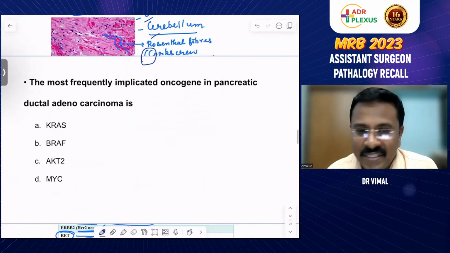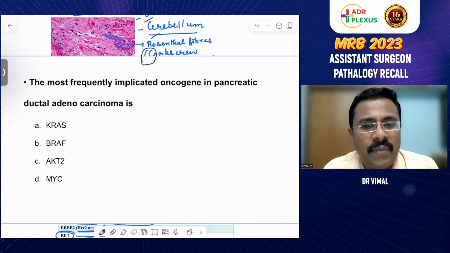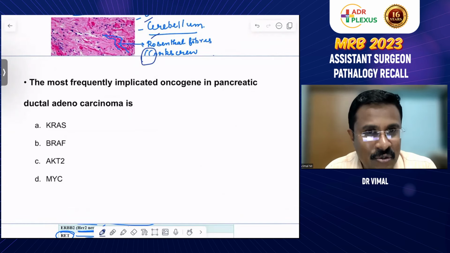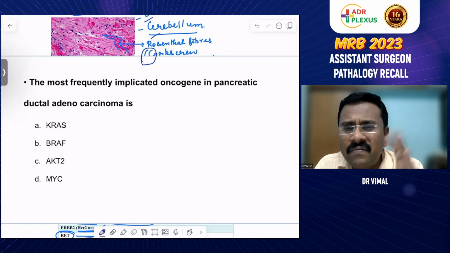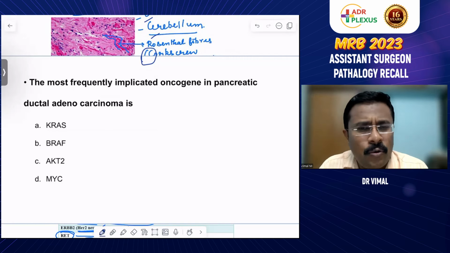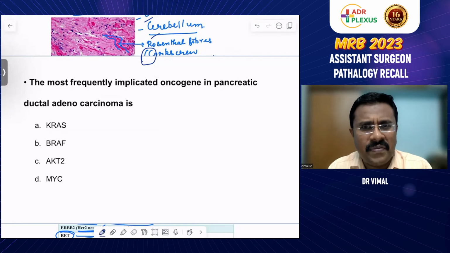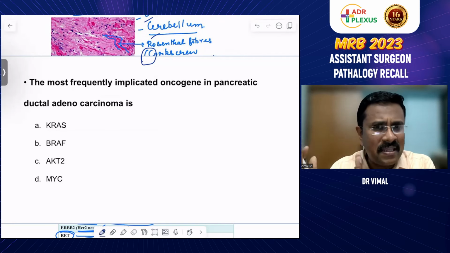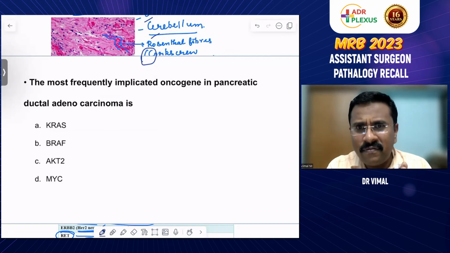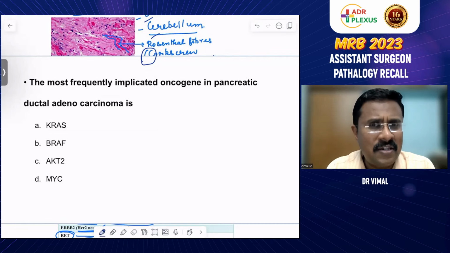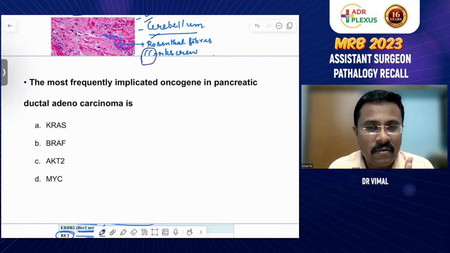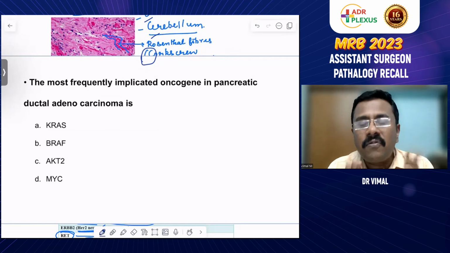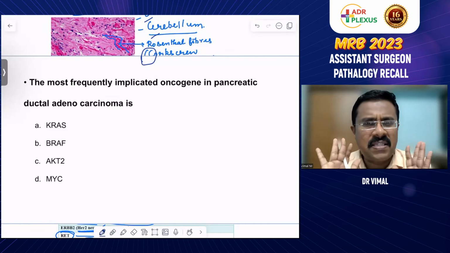Moving on to the next question. The most frequently implicated oncogene in pancreatic ductal adenocarcinoma is, yes. Again, you remember from our notes we used to give two tables, guys. One table is full of the list of proto-oncogenes and the associated tumors, and the other the list of tumor suppressor genes and the associated tumors. And I used to tell that at least a minimum of one question and a maximum of 3 to 4 questions you can get just if you memorize this table or column.